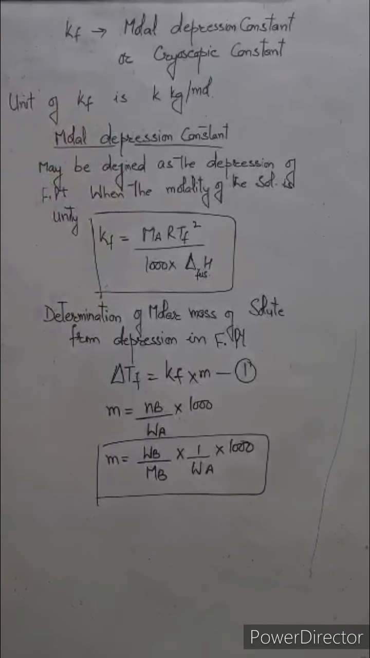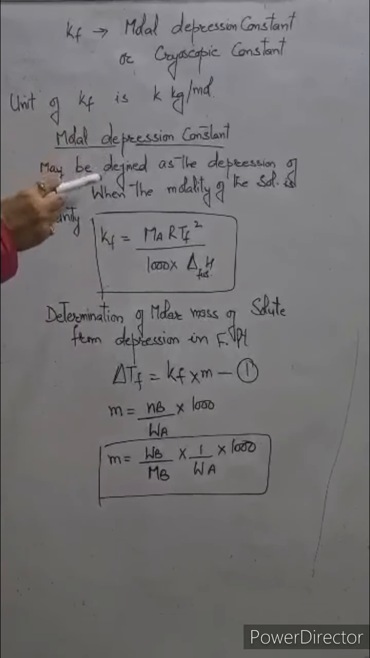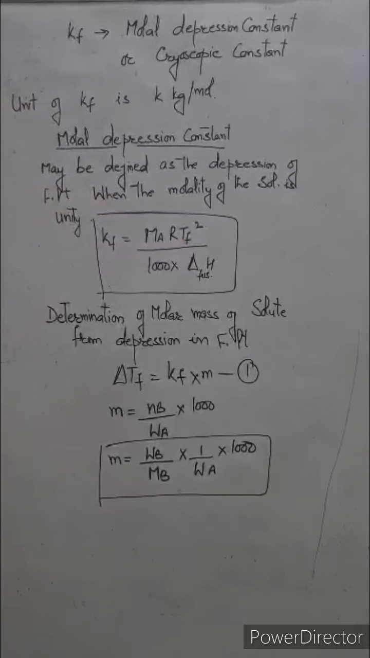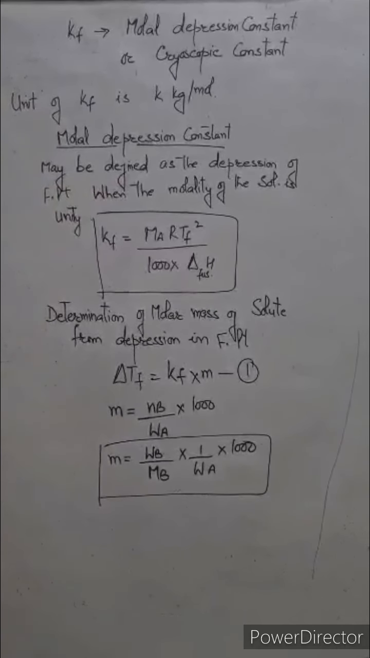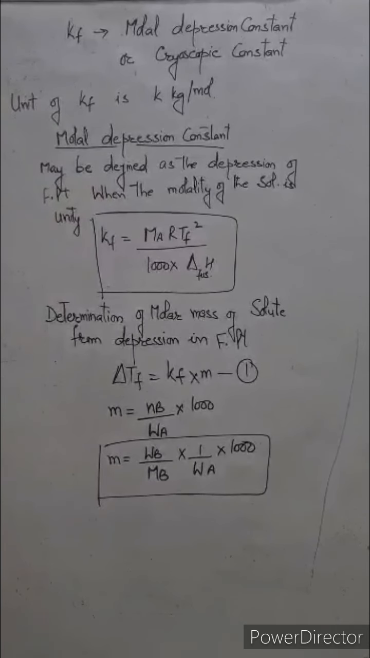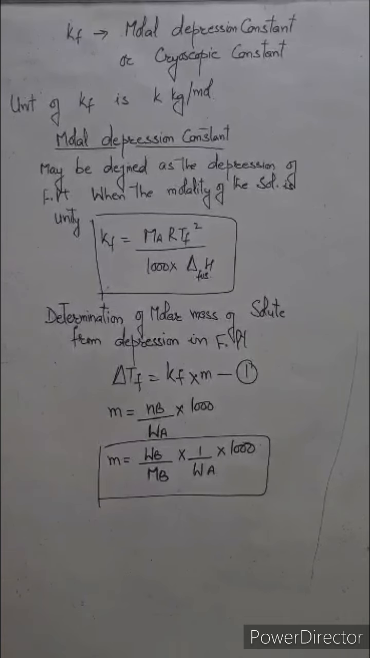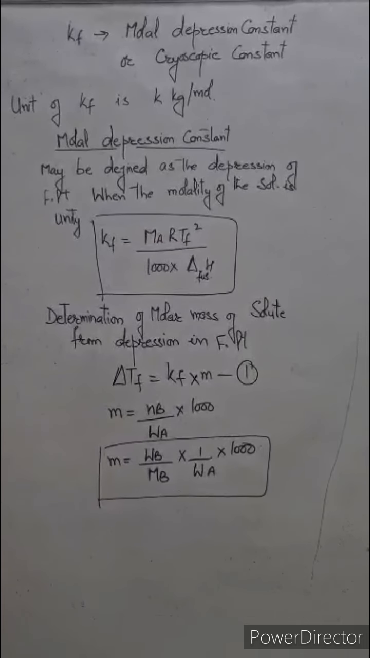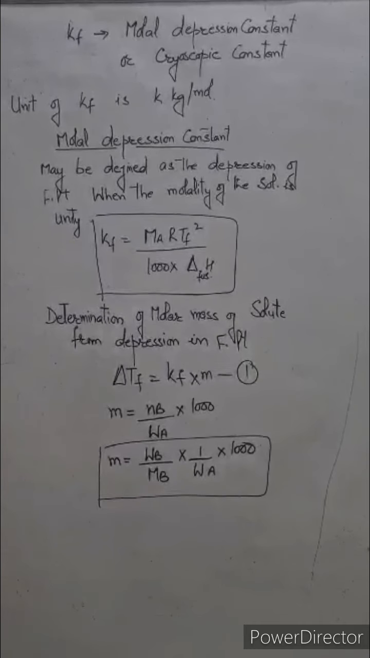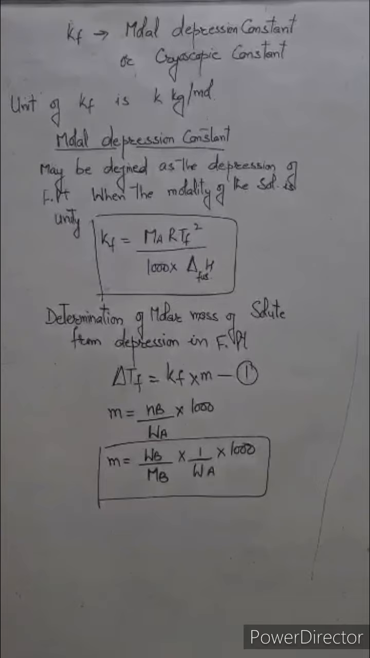So now the topic is molal depression constant. What is it? Molal depression constant may be defined as the depression of freezing point when the molality of the solution is unity, right? So how can you calculate KF? KF is equal to MA R TF square upon 1000 into delta H fusion, right? Here MA is the molecular mass of the solvent, right? R is the gas constant. TF is the freezing point of the solvent.